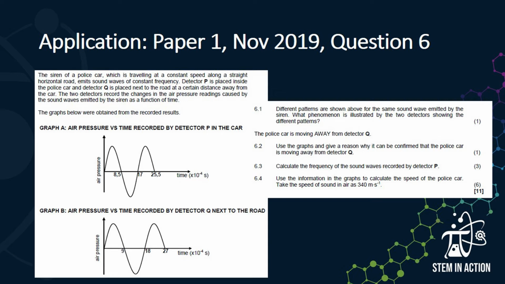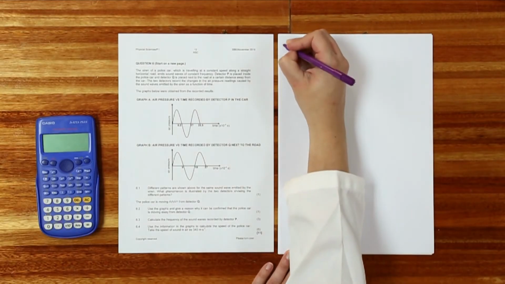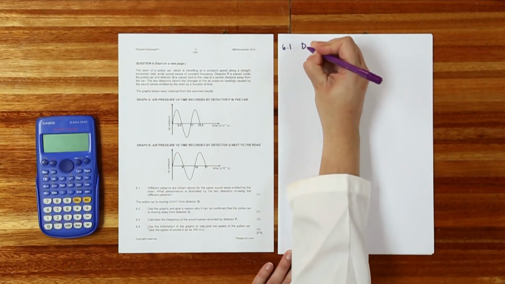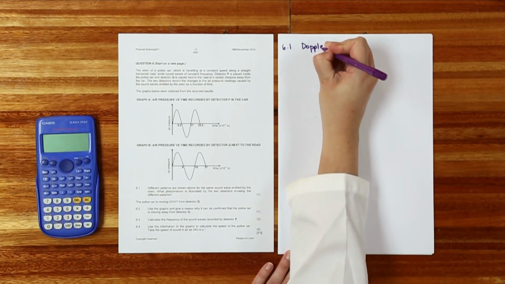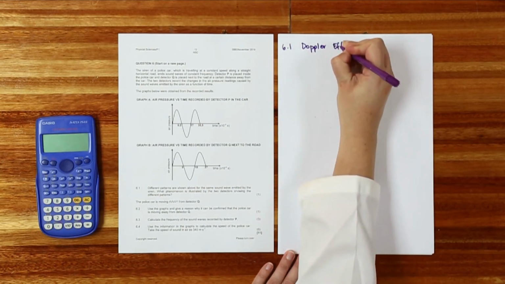So if we have a look at the different patterns, we can see that there is a difference in the time taken for one wave for detector P and for detector Q, which tells us that there is a difference in frequency from the source to the observer, and therefore we can see that it is illustrating the Doppler effect. So question 6.1, the answer is Doppler effect.